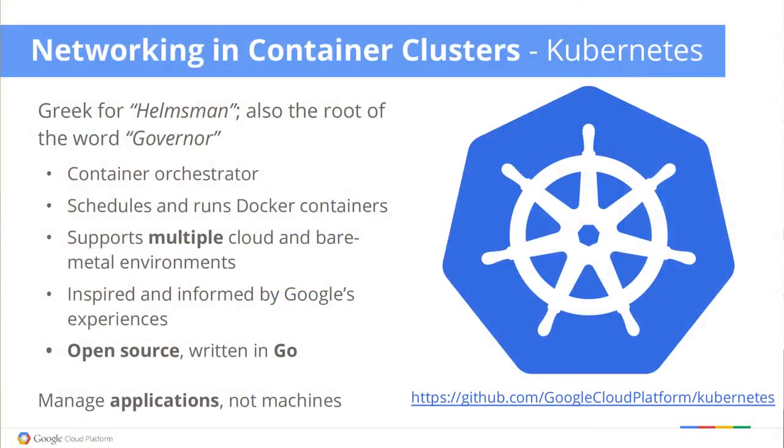Kubernetes is Greek for helmsman or governor. It was the only word that we could find that wasn't trademarked and still pronounceable, so that's how we got the name. This is itself a container orchestrator. It's a way that you run your systems with certain abstractions in order to manage large amounts of compute and be able to address, schedule, and run workloads on top of it. As I mentioned, it's open source and also written in Go.